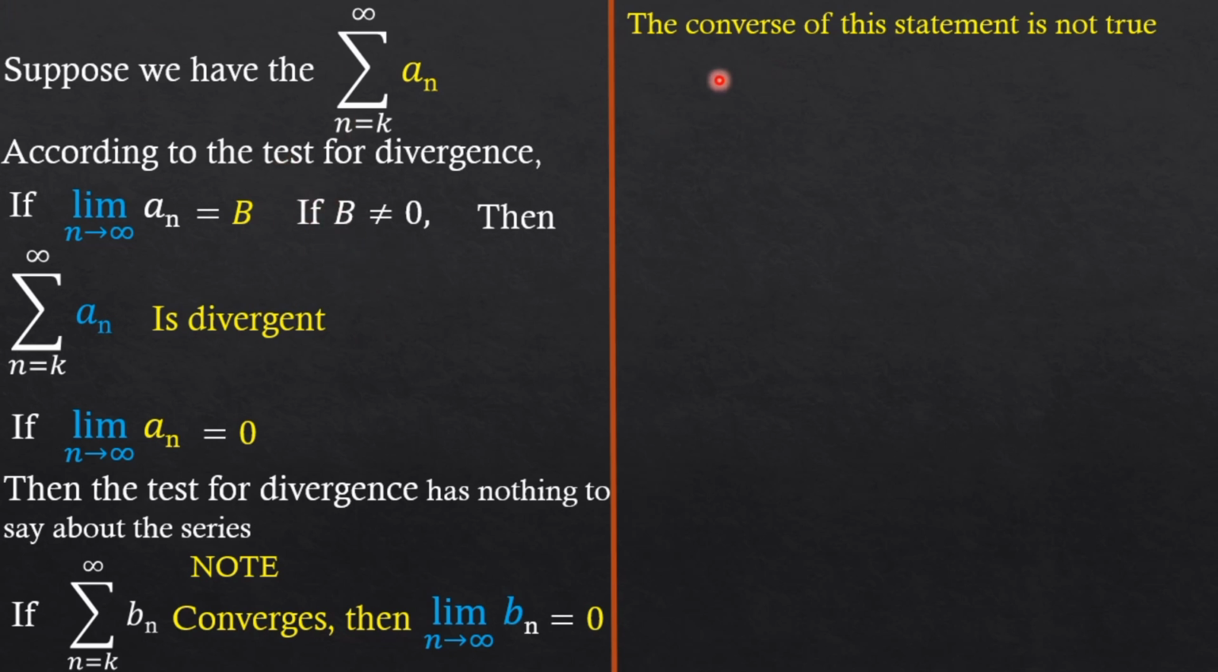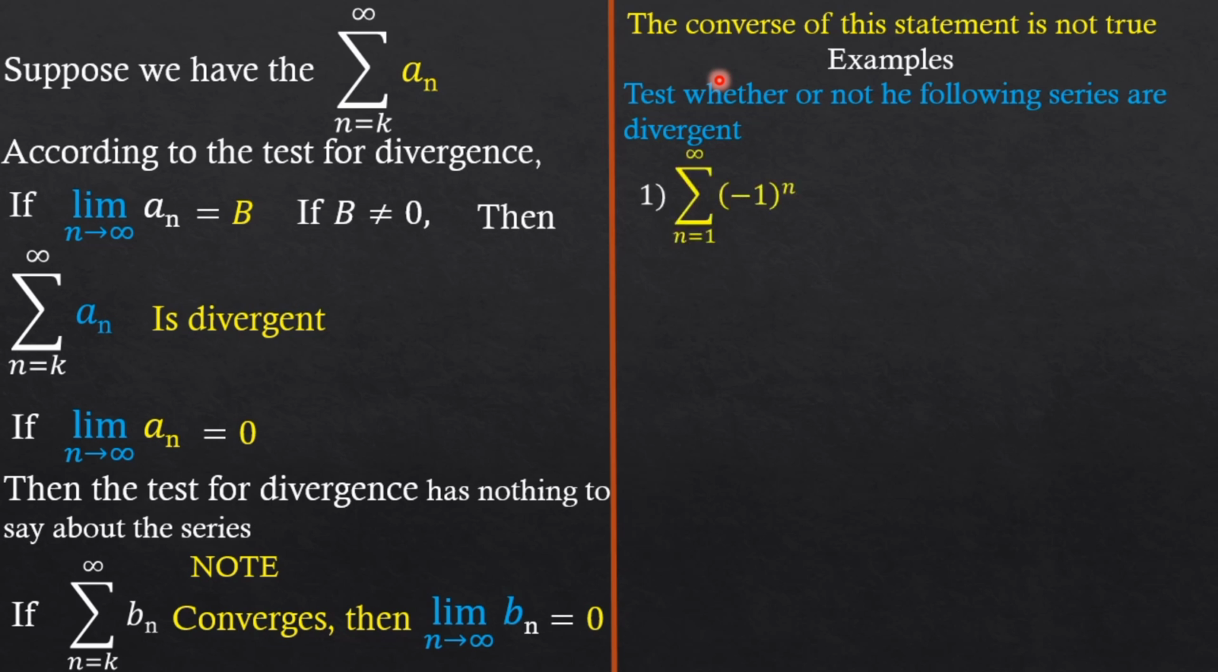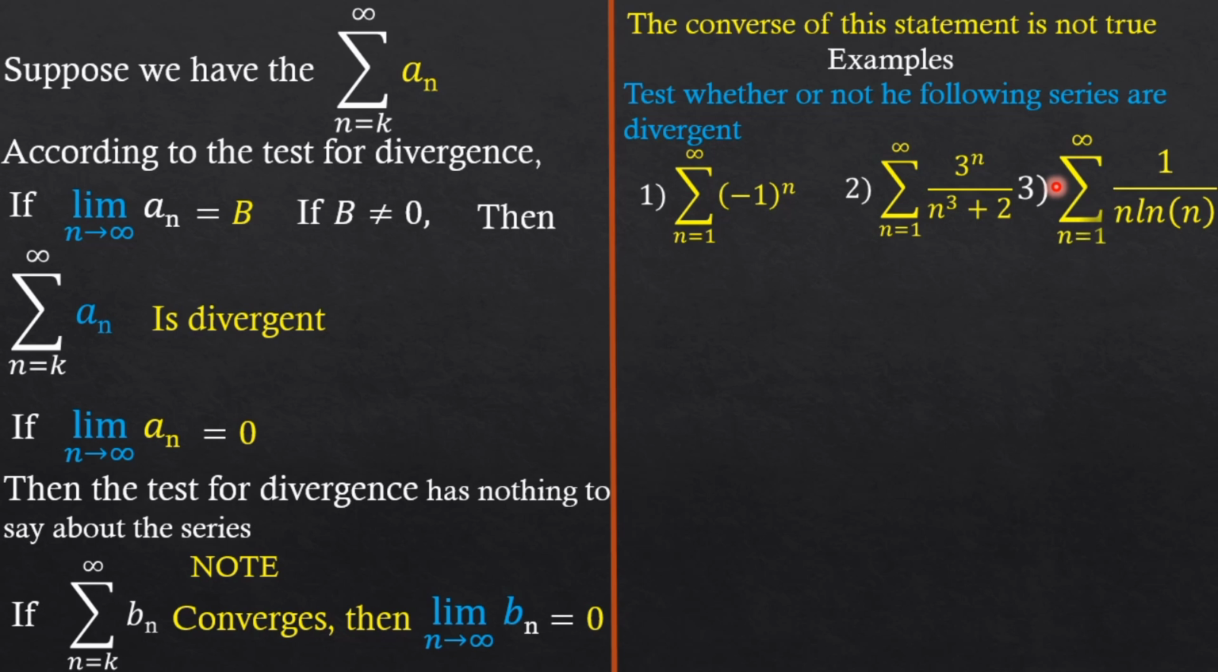All right. So guys, I think we should look at some examples now, right? Let's test whether the following series are divergent. Let's have the series that n goes from 1 to infinity of -1 raised to the power n. Oh my god, guys, this is an alternating series, right? The second one, we have the series that n goes from 1 to infinity of 3 raised to the power n over n raised to the power 3 plus 2. Then the last, guys, we have the series that n goes from 1 to infinity of 1 over n natural log of n. All right.